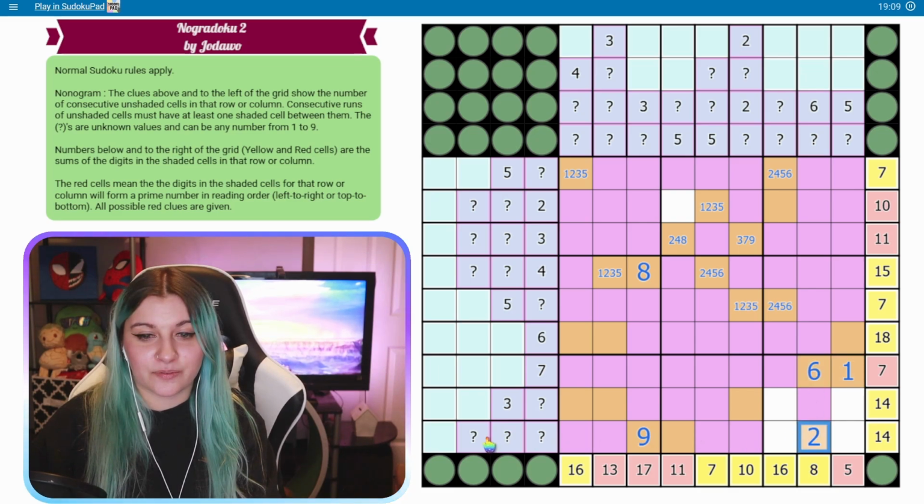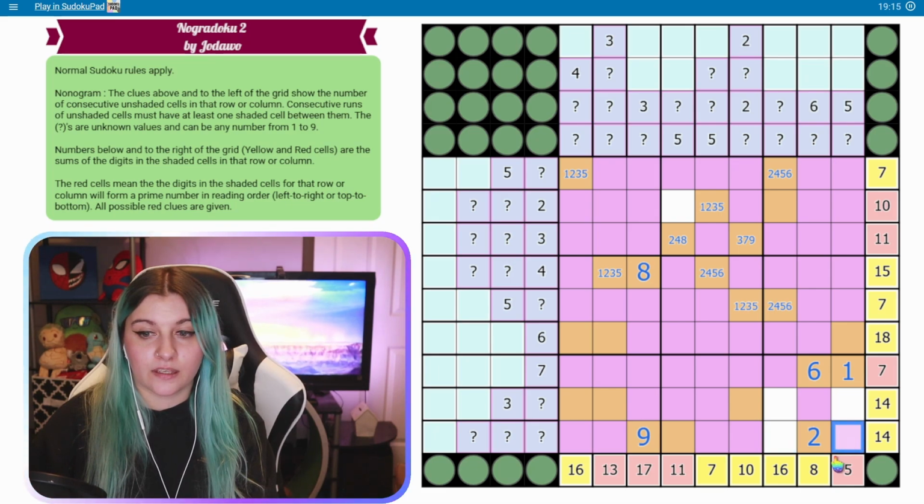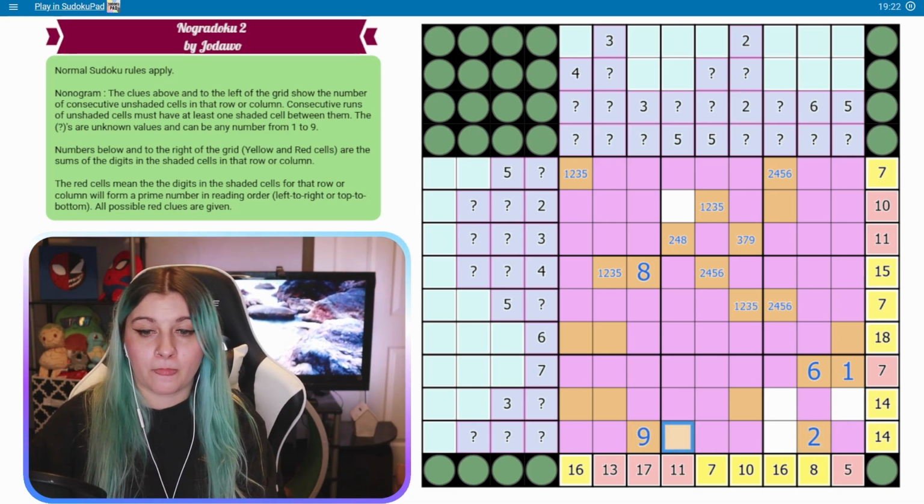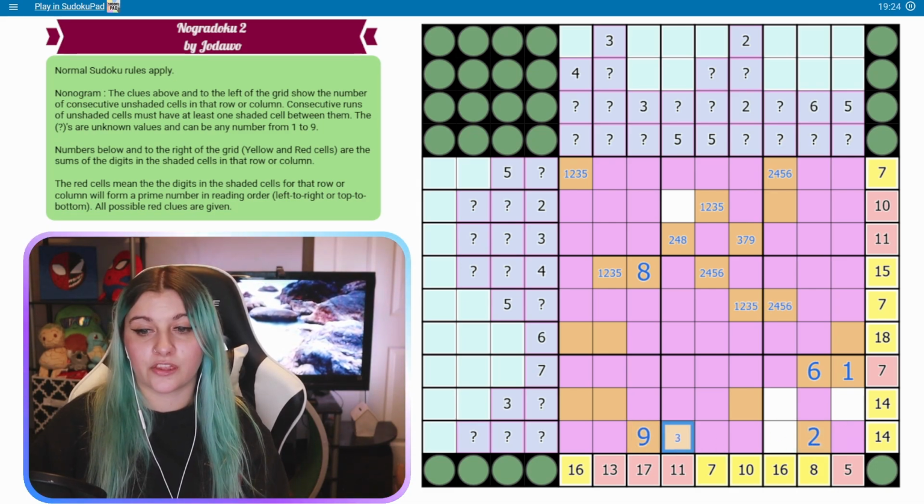This is 62. What's going on here? This definitely needs to be pink. I don't know if this is pink or orange, but this is pink. Let's look at, can I do 14? This is a 9, this is a 2, this would be a 3. Is 932?